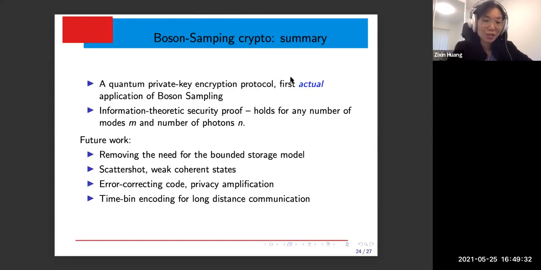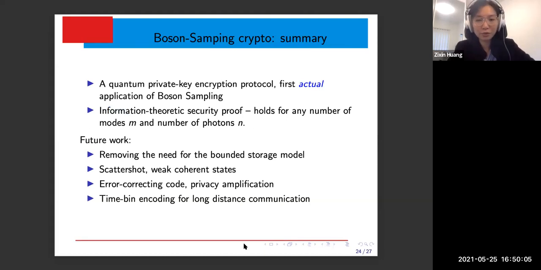Okay, so in conclusion, we have a quantum private key encryption protocol, which we claim to be the first actual application of boson sampling, as in the original single photon Fock state into an M-mode interferometer setup. But we went beyond that and showed that we have an information-theoretic proof that holds for any number of modes M and number of photons N.